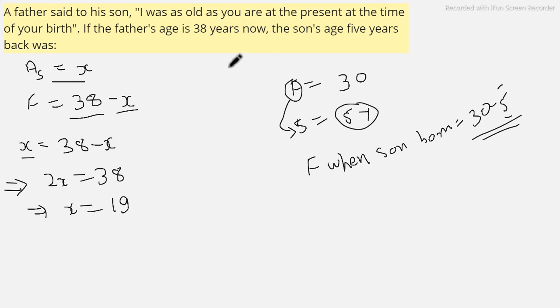And what is being asked is the son's age 5 years back. So this is the present age of son. So 5 years back it will be minus 5, that is 14. So this will be our answer. So the only confusing point was this statement, which you have to understand. Moving on to next question.